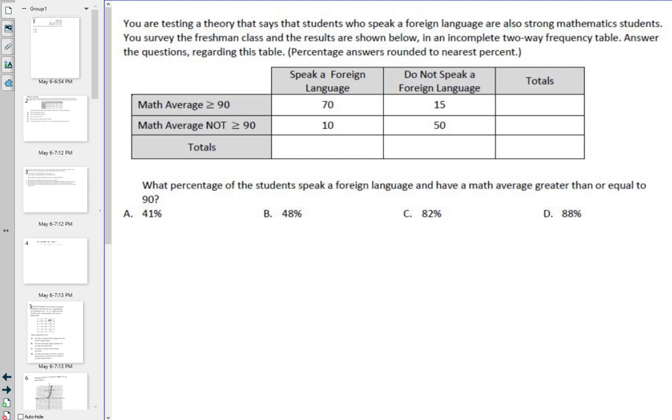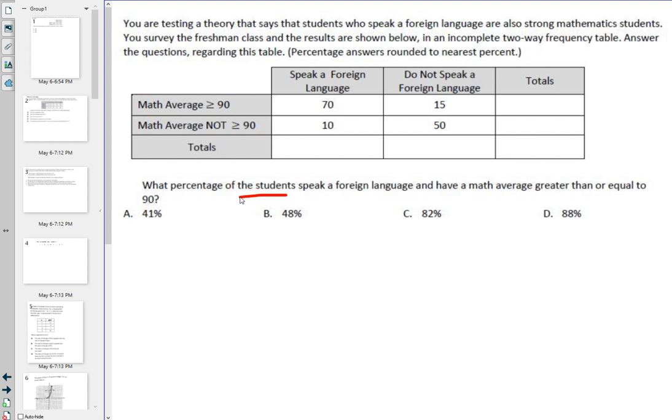So let's start off with a packet that has this two-way table in front. What percentage of the students speak a foreign language and have a math average greater than or equal to 90? There's nothing here that's going to limit the sample. They want to know just what percent of the students, it's not of students who happen to have something. It's just what percentage of students. So you have to figure out how many total students there are.